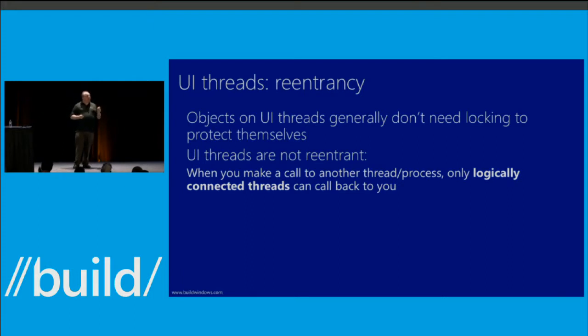So if you make a call to another thread, and that thread says, oh, I need some information back from you, that's a logically connected thread. We keep track of those logical threads inside the Windows runtime, and we allow those callbacks from related threads. But if some unrelated entity calls in and says, hey, I have something else to do, we won't allow that call through. We'll queue it up for later. And so that lack of reentrancy is a fundamental property of Windows Store app threads, different from COM threads.